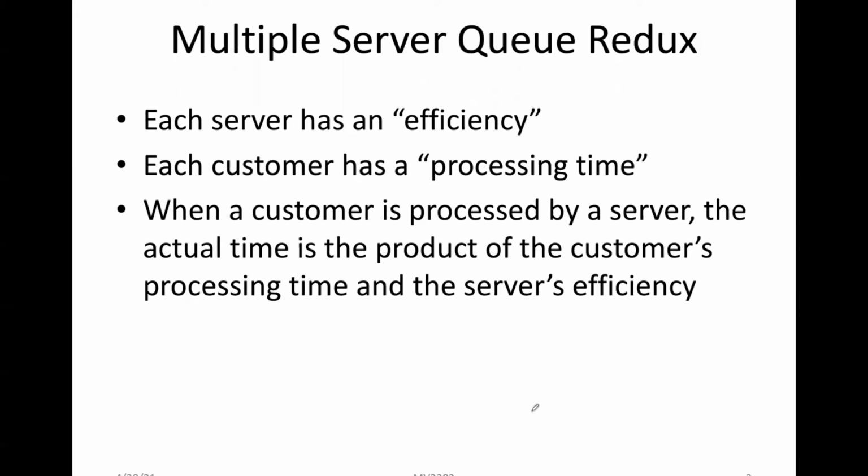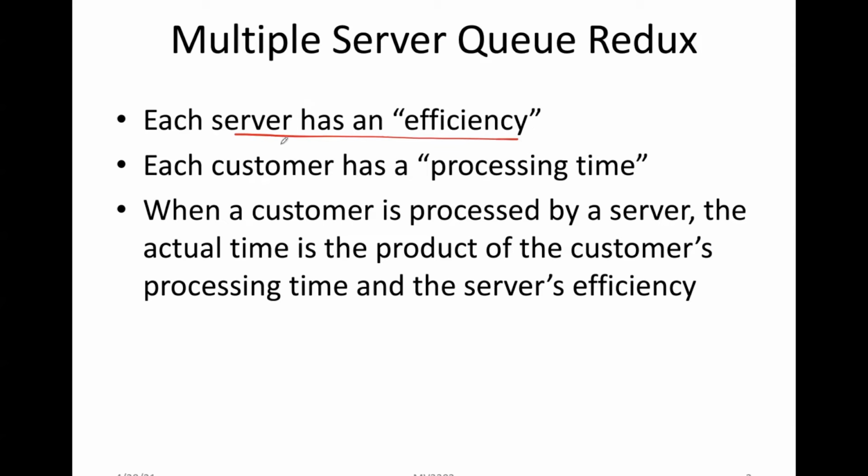What we're doing for this model is adding the idea that now we're going to model the servers explicitly. So instead of just counting the servers, we're going to treat them as individuals. And what makes one server different than another? Well, in this case, each server is going to have an efficiency. In other words, based on either their skill or their training or their experience, each server is going to be either faster or slower than, quote, normal.